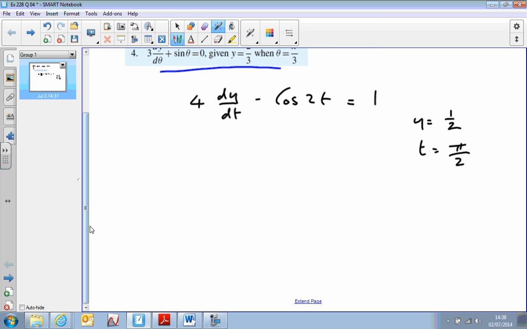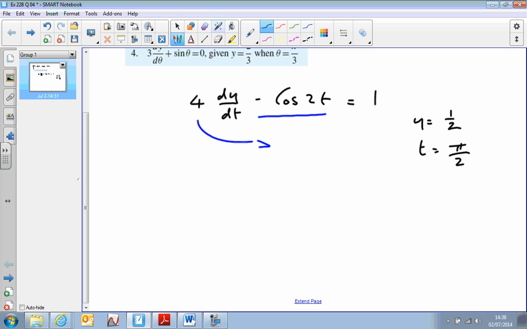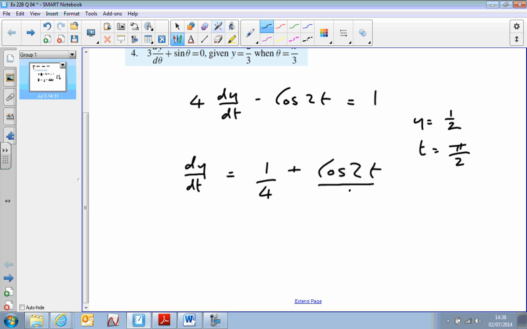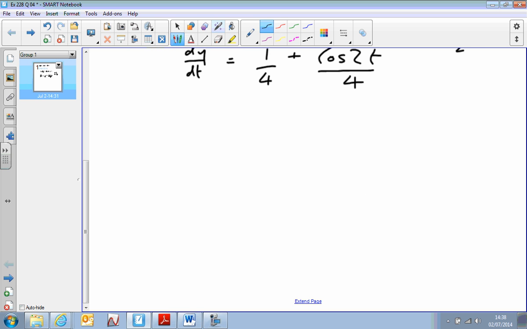Okay, so step 1 then will be to add the cos 2t to both sides. So I'm going to add cos 2t to the right hand side and then divide both sides by 4 to get rid of the 4. So dy by dt turns out to be 1 plus cos 2t on the right hand side, then dividing by 4. Well, let's divide by 4 each term separately, and then I'm going to integrate.